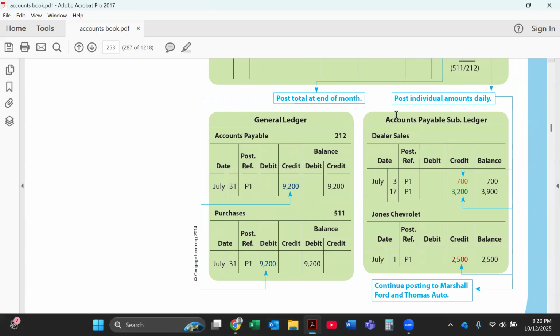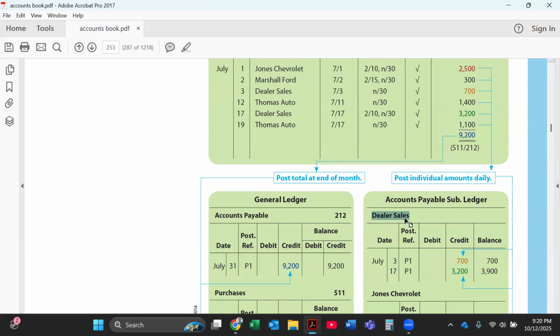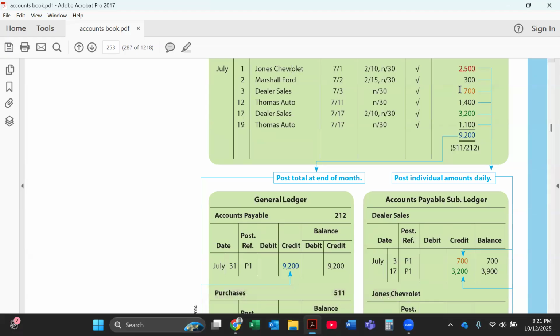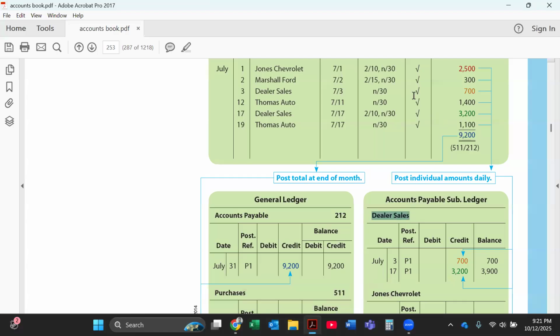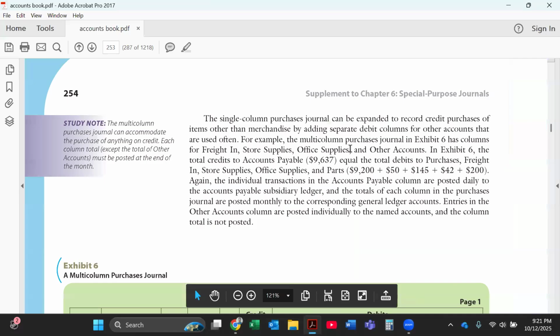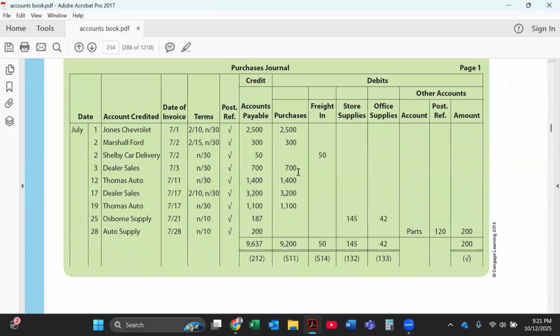Because again, this is a purchases account, that tells me that we're using the periodic method. And again, there's an accounts payable subledger that keeps track of the individual items for each vendor as well. So we have dealer sales, Jones Chevrolet. Jones Chevrolet has 1. Dealer sales has 2. So a $700 and a $3,200. Those 2 amounts go to the dealer sales account. But at the end, all of my accounts payable subledgers should come back to what's sitting in accounts payable as my balance, 9,200. And I'm sure they're going to show that as well. Hopefully they do. Okay, they didn't, but just know that that happens.